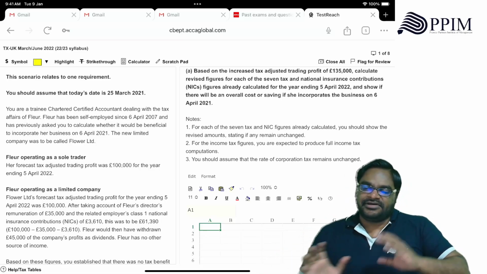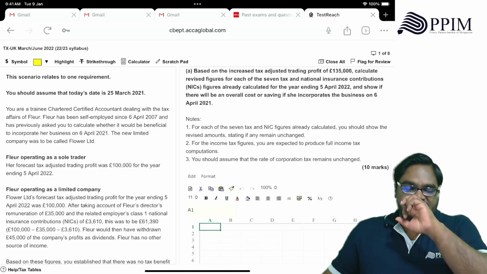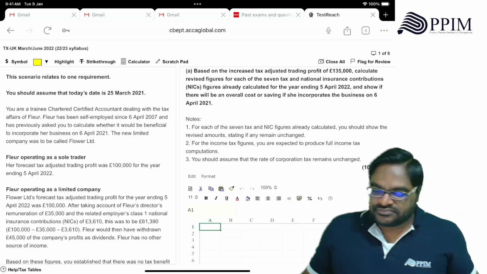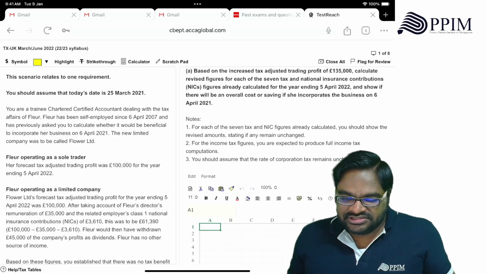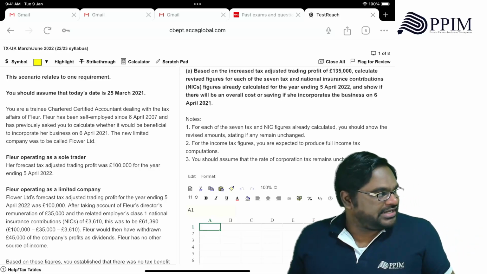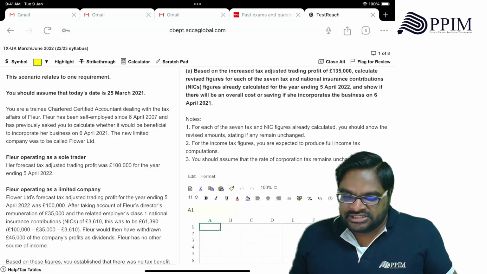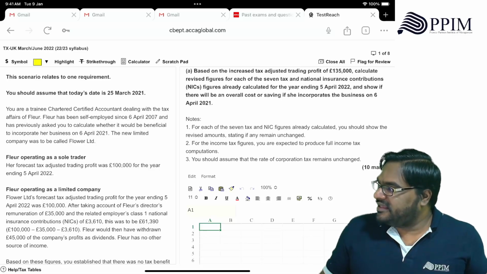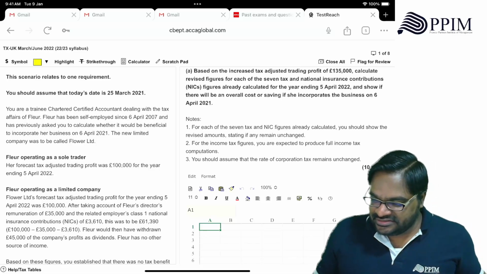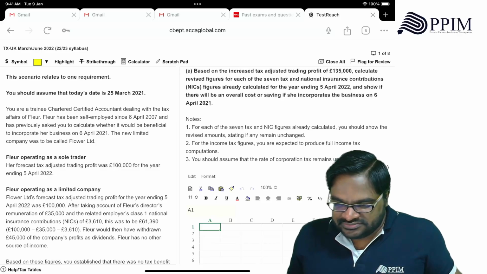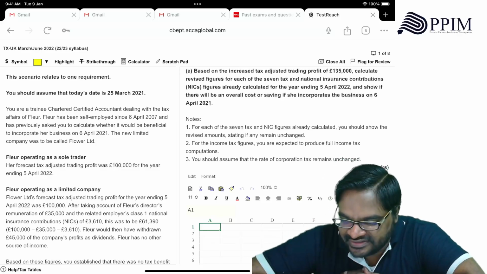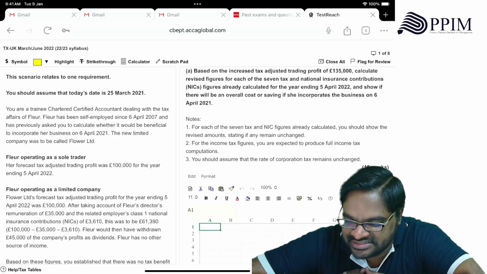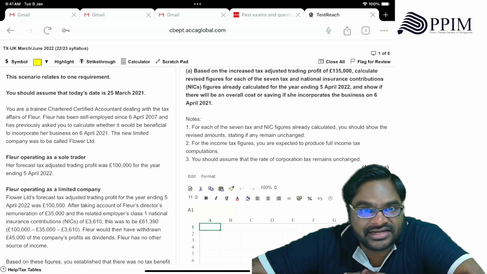So that means they are talking about converting a business into a company, the incorporation. We have three notes. For each of the 7 tax and NIC figures already calculated, you should show the revised amount, stating if any remain unchanged.